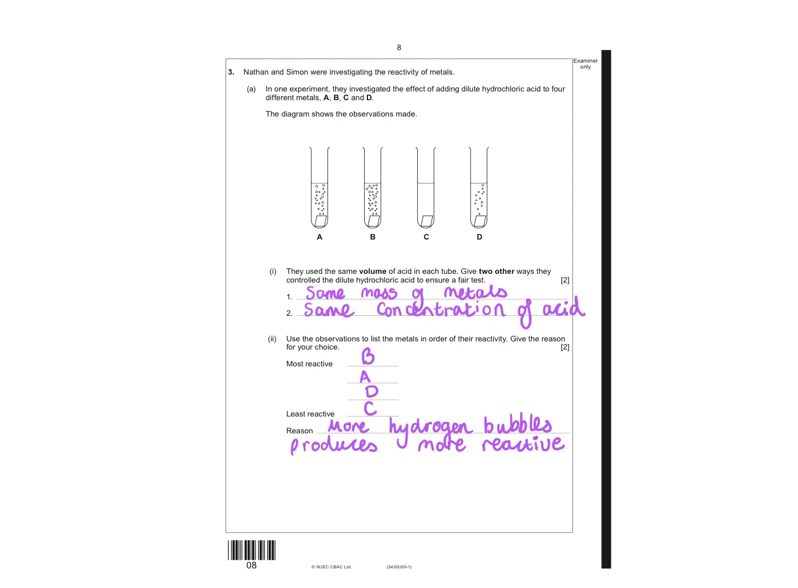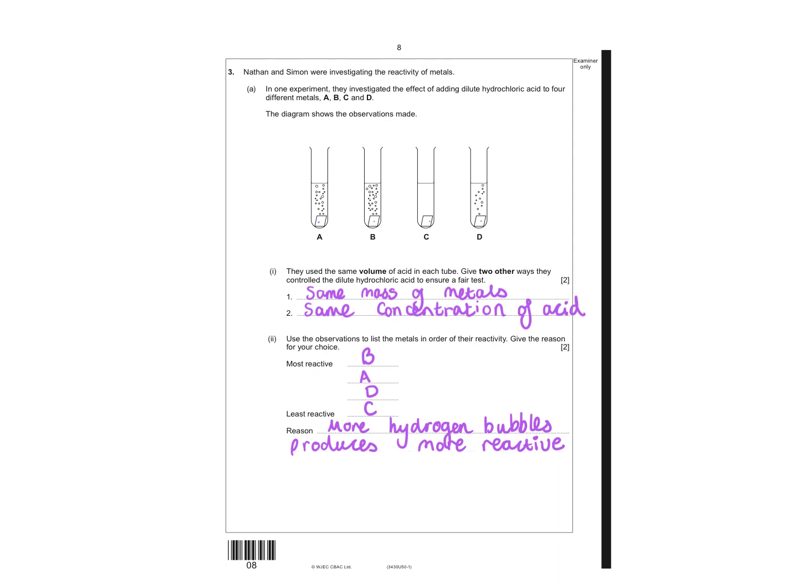Nathan and Simon were investigating the reactivity of metals. In one experiment, they investigated the effect of adding dilute hydrochloric acid to 4 different metals. State the same volume of acid was used in each tube. State 2 other ways to control the dilute hydrochloric acid to ensure a fair test. So the mass of the metals, each metal should have been the same mass, and then the concentration of the acid.